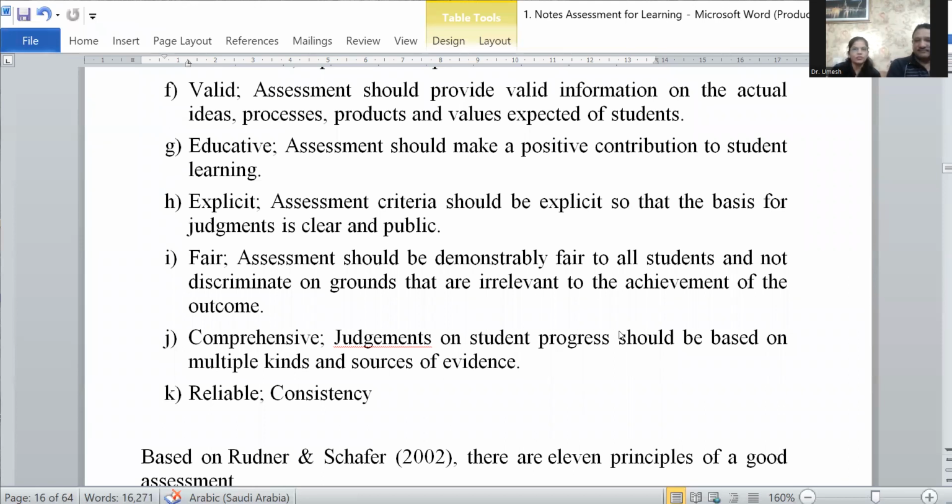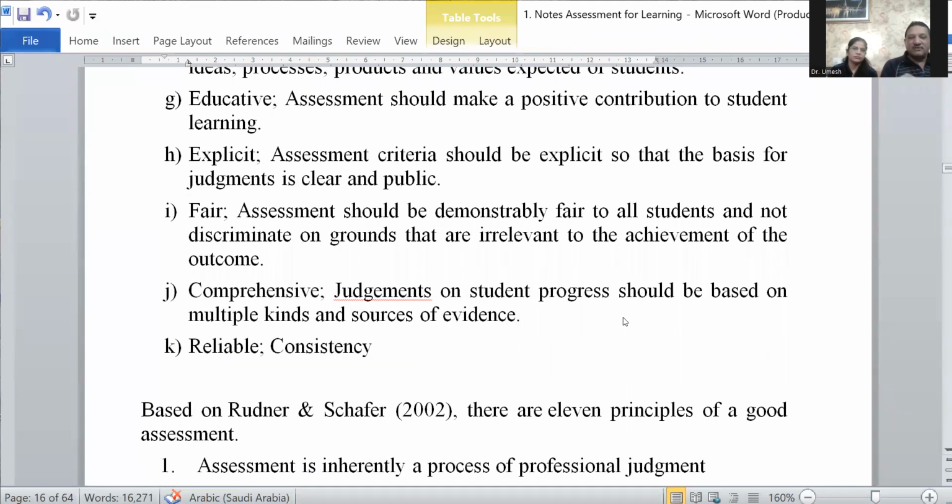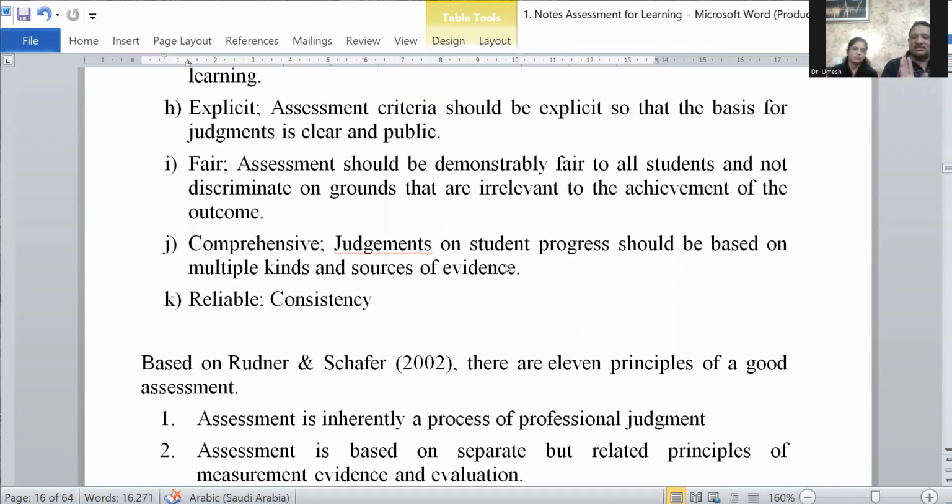Judgments on student progress should be based on multiple kinds and sources of evidence. And it should be reliable. Reliable mean consistency. ठीक है, कि वह विश्वसनीय होना चाहिए. तीन चीजें मेन याद रखना, कॉम्प्रिहेंसिवनेस, reliability, validity, and fairness.